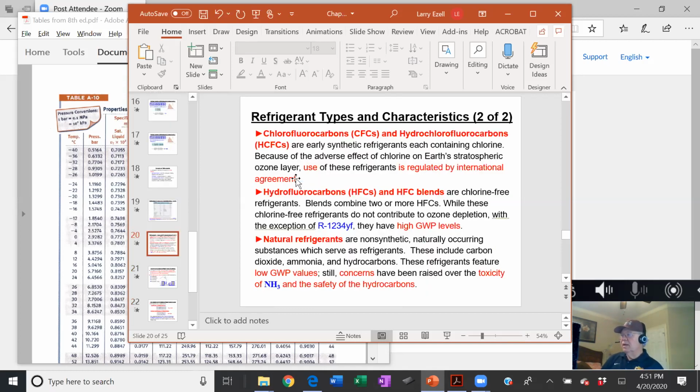Now it talks about different kinds of refrigerants, natural refrigerants. Maybe they use them somewhere, but I haven't run across a system with them. They just haven't been commercialized to any extent.